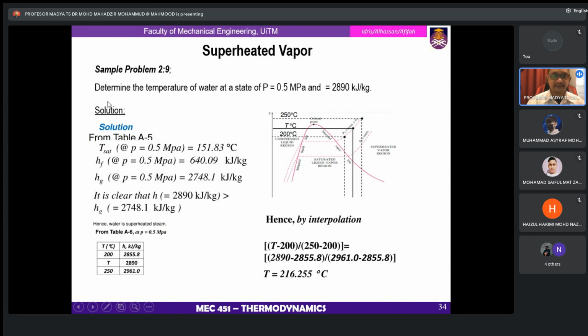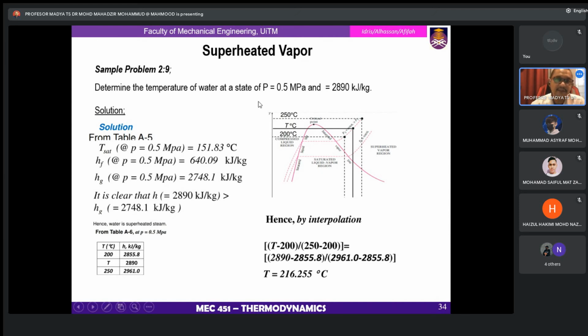Okay, determine the temperature of water at the state of P equal to 0.5 megapascal and h equal to 2890 kilojoule per kg. So it gives two properties. Remember, if you want to look at the superheated water table, the requirement is you must have two properties at least, to find the answer in the superheated water table.